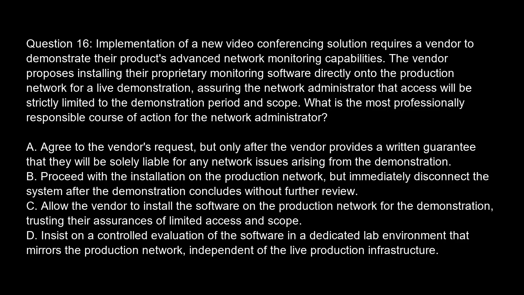Option A. Agree to the vendor's request, but only after the vendor provides a written guarantee that they will be solely liable for any network issues arising from the demonstration. Option B. Proceed with the installation on the production network, but immediately disconnect the system after the demonstration concludes without further review. Option C. Allow the vendor to install the software on the production network for the demonstration, trusting their assurances of limited access and scope. Option D. Insist on a controlled evaluation of the software in a dedicated lab environment that mirrors the production network, independent of the live production infrastructure.